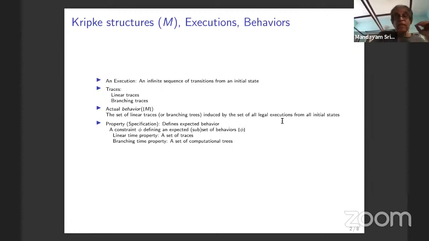Now, property we already saw informally. It is intended to define your expected behavior, an aspect of your expected behavior. It is formally a constraint defining an expected set of behaviors. Now, these constraints can be, depending upon whether you're interested in linear behavior or branching time behavior, constraints over the acceptable linear traces or branching sets of computational trees, and they are expressed as a formula. Okay. Now we'll look at the model checking problem.